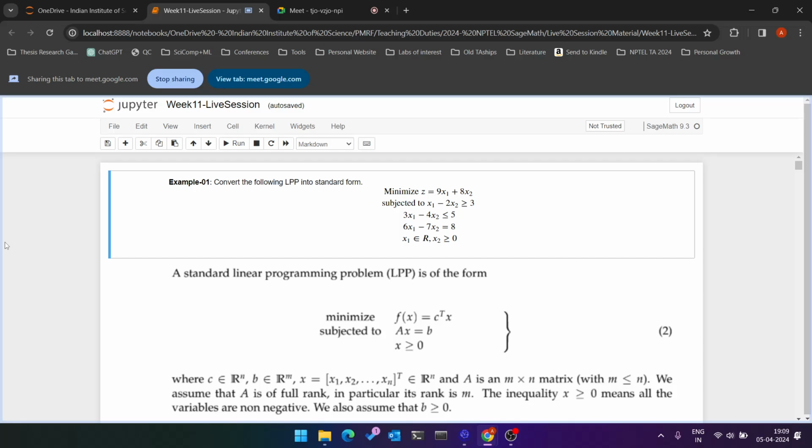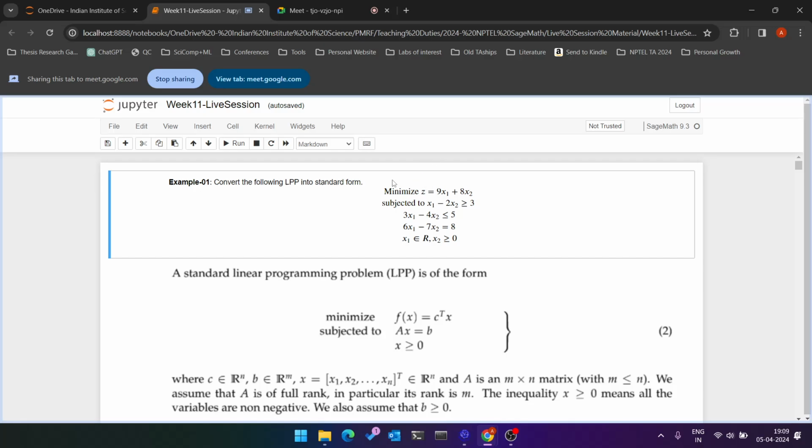As is the process each week, we'll be going through a set of problems which will further elucidate the concepts that have been taught in that particular week's lectures. So, we have a few examples. Example number one: convert the following linear programming problem into standard form.